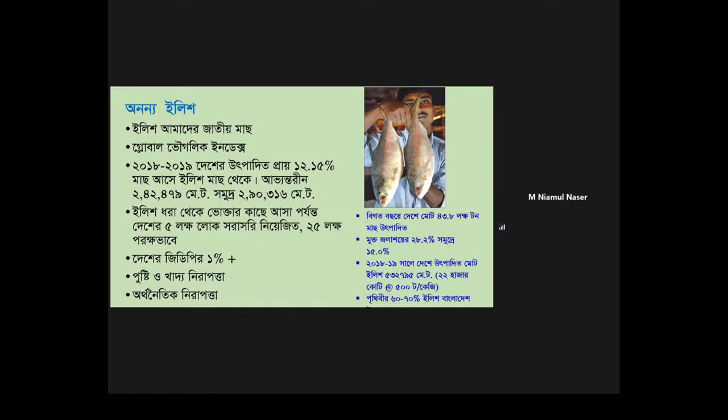And in Bangladesh, we have about 22 to 23,000 crore taka of money that is the value of the recent harvesting data. So it's a huge amount of money, only from Hilsa. And nevertheless, 60 to 70% of the Hilsa of the world is caught in Bangladesh territory.